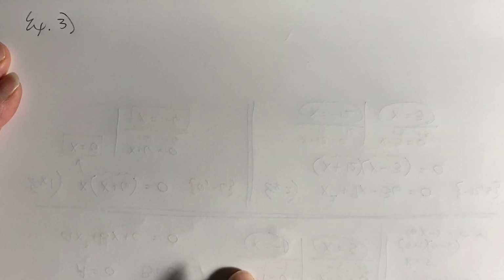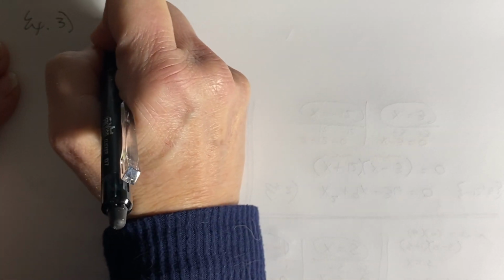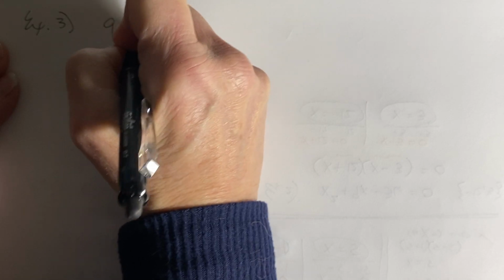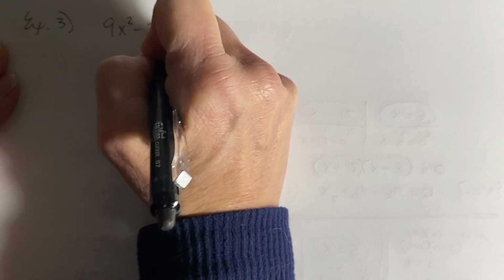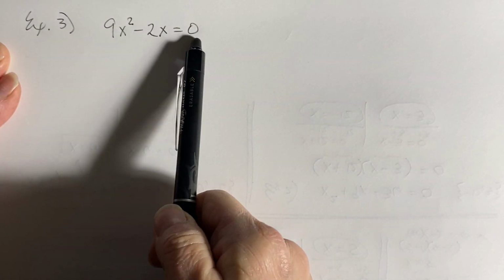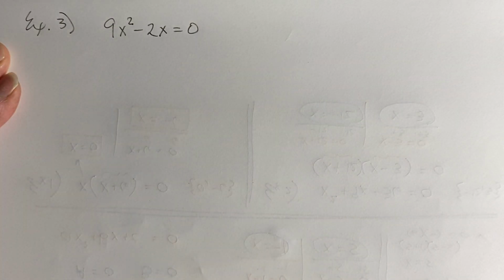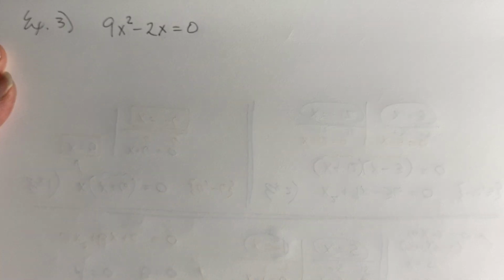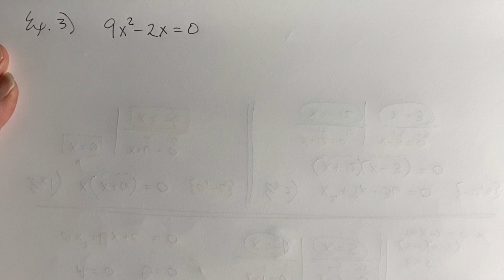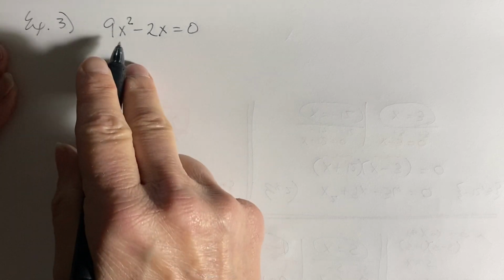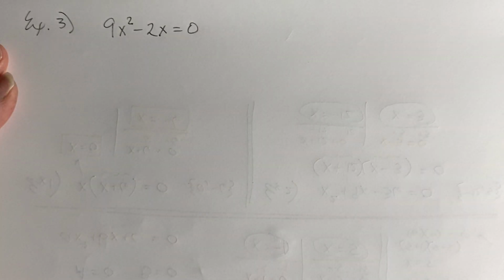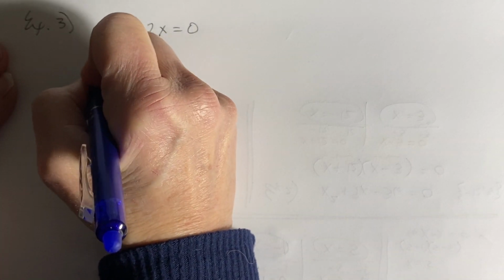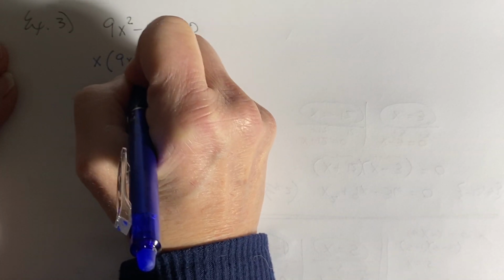How about if I have 9x squared minus 2x equals 0? Already in standard form, set equal to 0. I'm going to factor this. What is the number one rule of factoring? Of course, we do not talk about factoring. But after that, we're going to take out the greatest common factor. And I have a greatest common factor, x. So x comes out, leaving me with 9x minus 2.